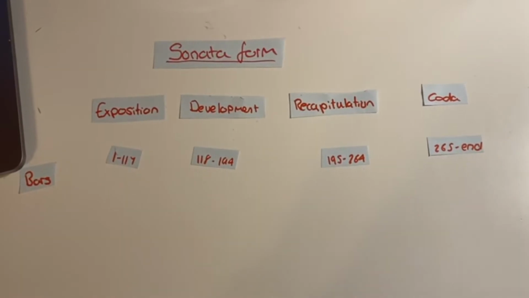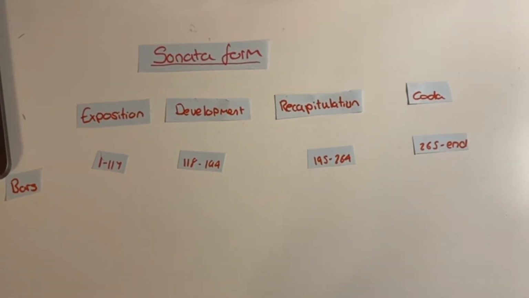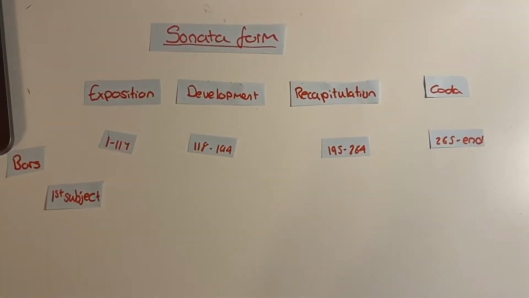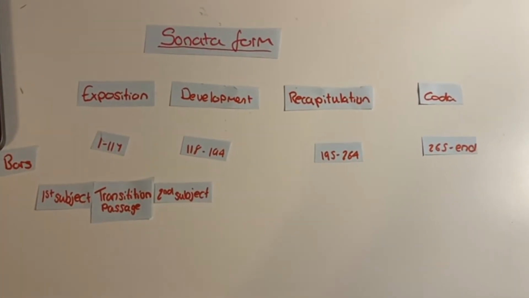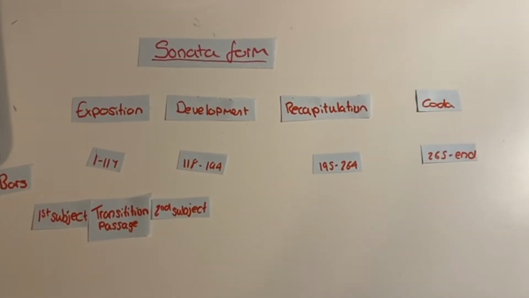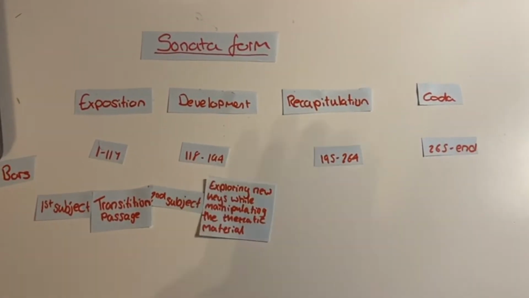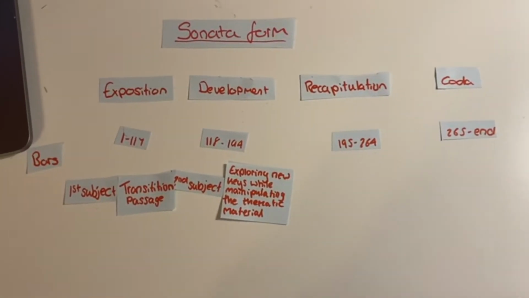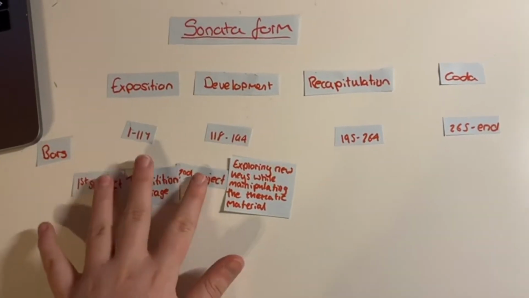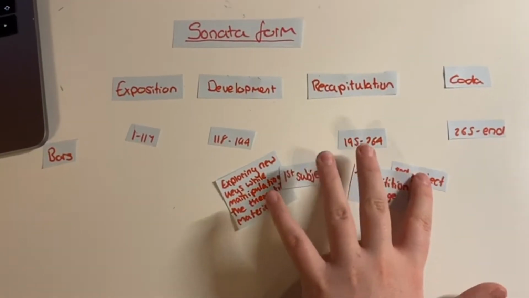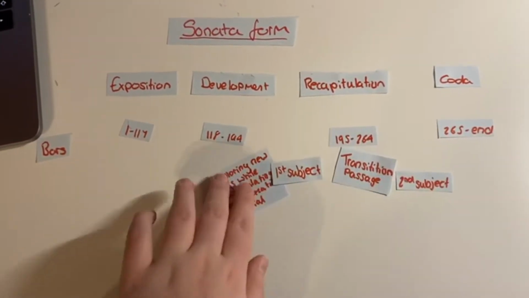Within the exposition, it is split up into 3 parts: the first subject, the transition passage, and the second subject. While in the development, it is exploring new keys while manipulating the thematic material. But in the recapitulation, it is a repeat of this, but with different keys to keep contrast.